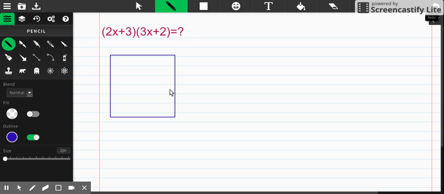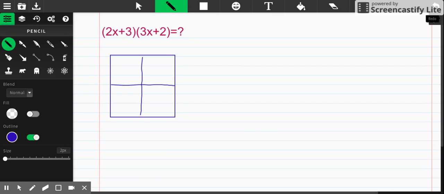So you start with your big empty box, and then you're going to cut your box up into the number of squares that you need for each expression. So I have 1, 2, 3, 4 expressions. So I'm going to have a box that has 4 sections in it. So it looks kind of like that.